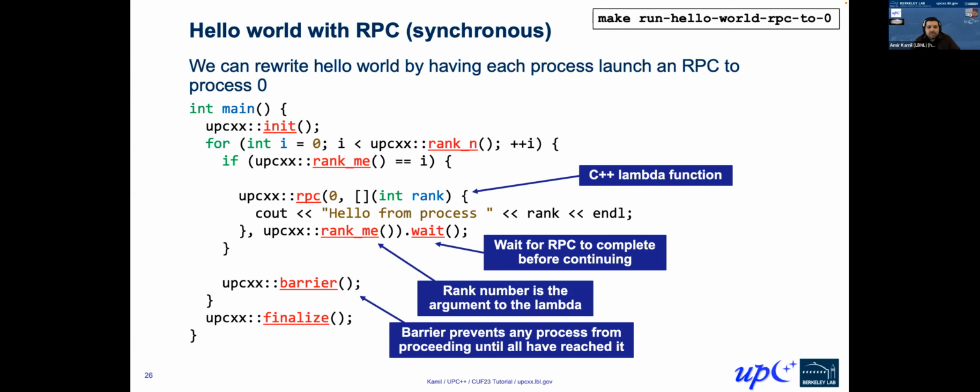Yeah, go ahead, Michelle. Yeah, I have another question from Slack. So from Shore, should we use keyword UPC XX : always to use any functions from the library, such as rank_n?